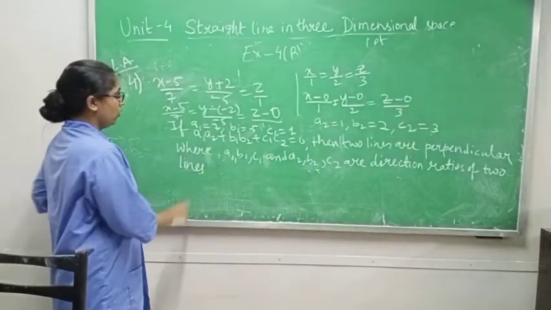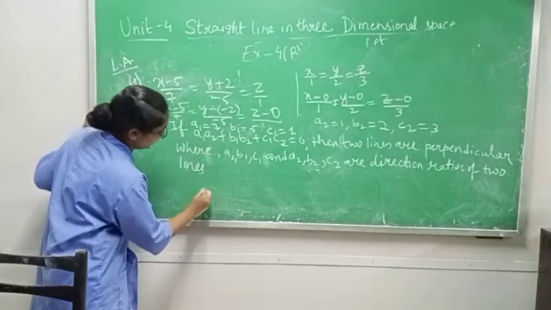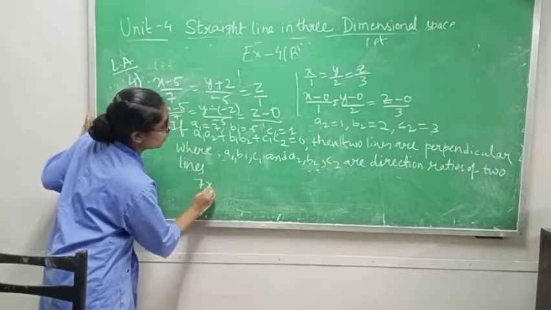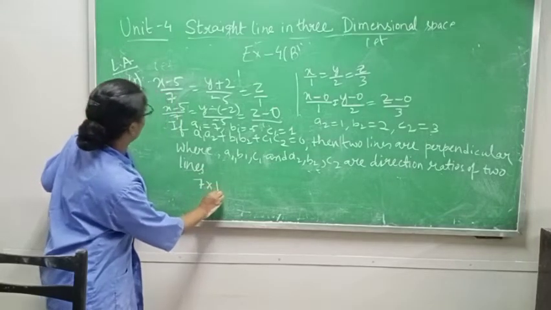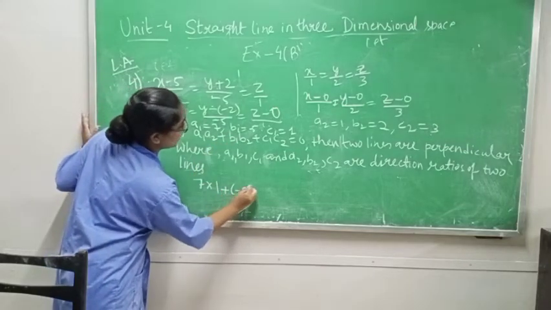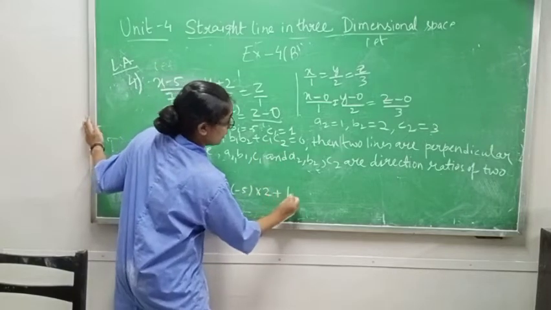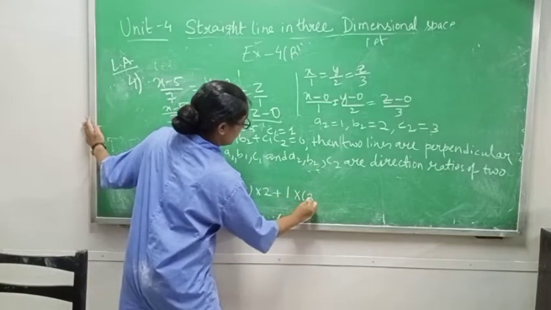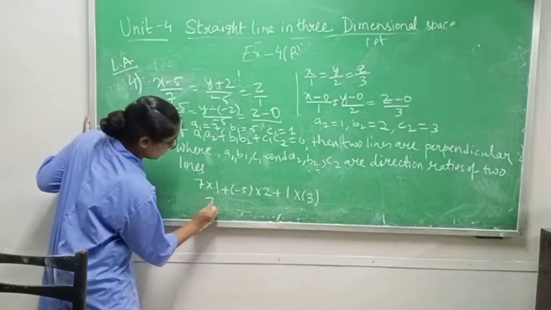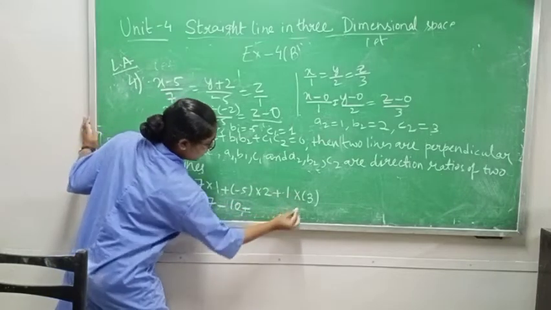Okay. Now you will put the values in. A1 is 7, A2 is 1, then B1 is minus 5, B2 is 2, C1 is 1 and C2 is 3. Okay. After that, 7 into 1 is 7, plus minus 5 into 2 is minus 10, and 1 into 3 is 3.